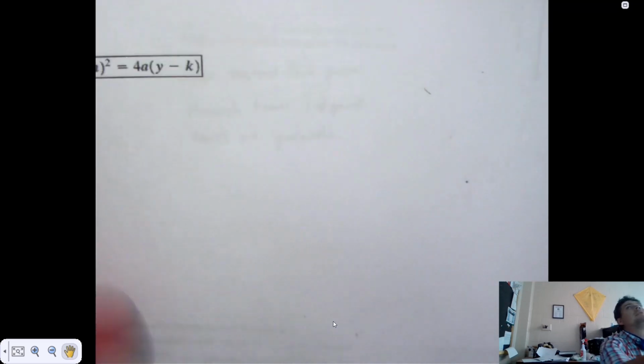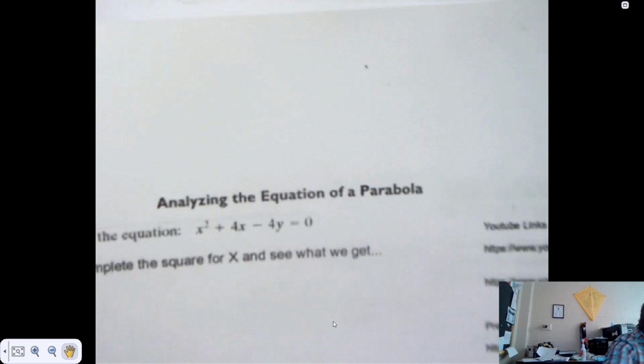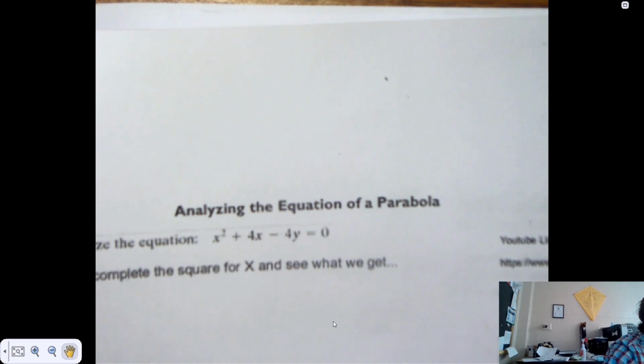Here's the last example. Analyze this equation. X squared plus 4x minus 4y equals 0. So you are supposed to graph this thing. I probably won't walk you through graphing it, but you need to analyze it. What's squared on this thing? The x's or the y's.